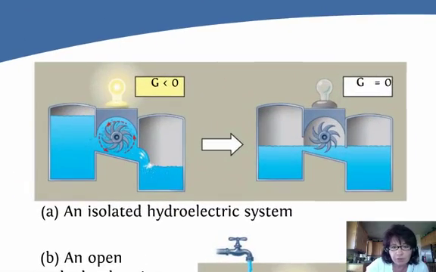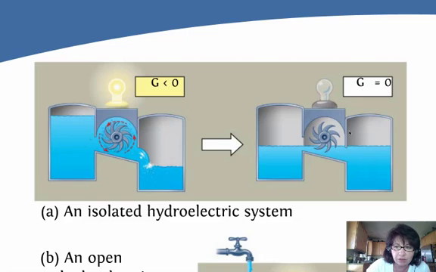So we could talk about different kinds of systems. If you had an isolated system, they use an example of this hydroelectric system where the turbine's going to run as the water level goes down, make some energy. In this case, the delta G is less than 0 because we're making energy. And eventually, because this is a closed system, it's going to hit equilibrium.